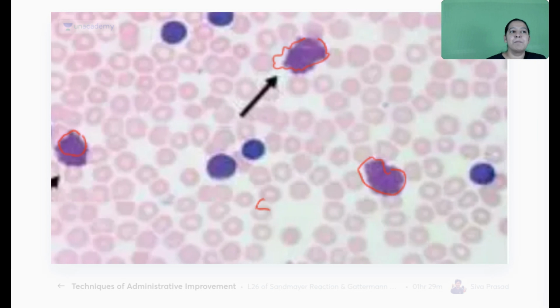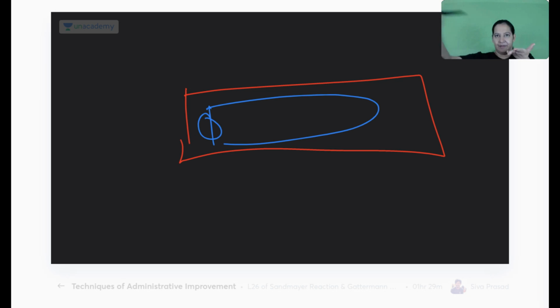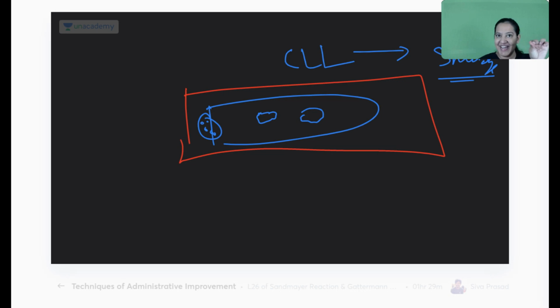Shatanik, you are right. These are smudge cells, also known as basket cells. Smudge or basket cells are actually mature lymphocytes which are very fragile. When making a smear, I take a drop of blood on the slide and spread it with the help of a slider. Whenever I use a slider, the fragile cells form basket cells or smudge cells. It is a typical feature of CLL.